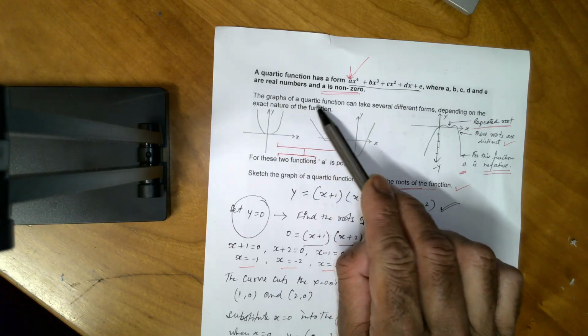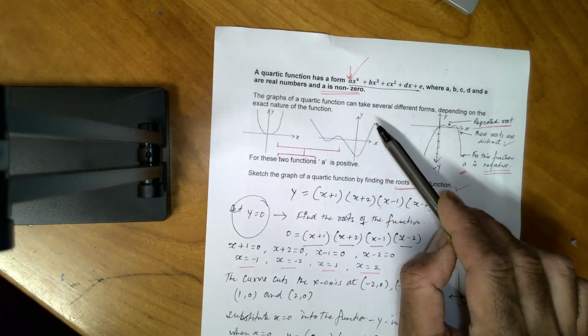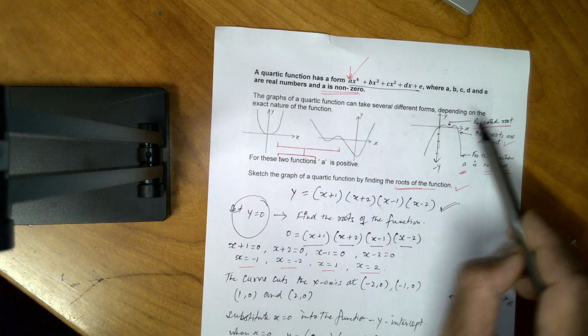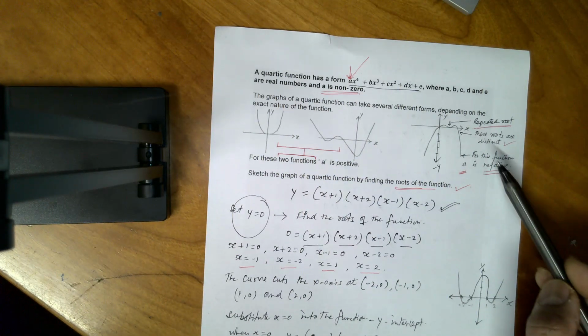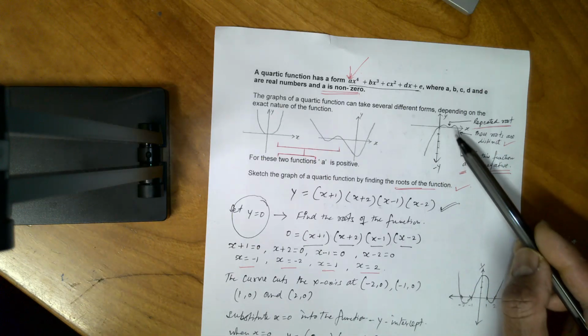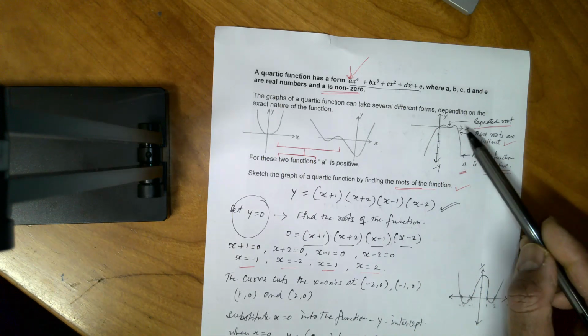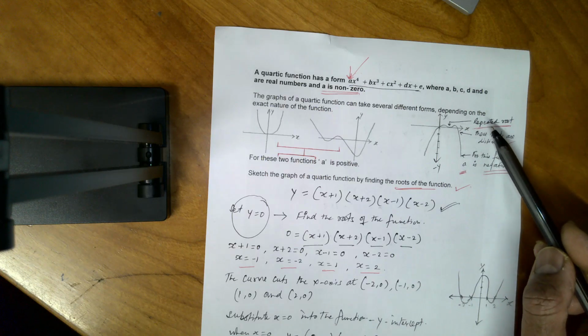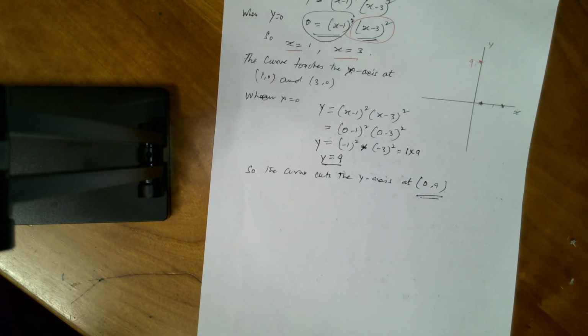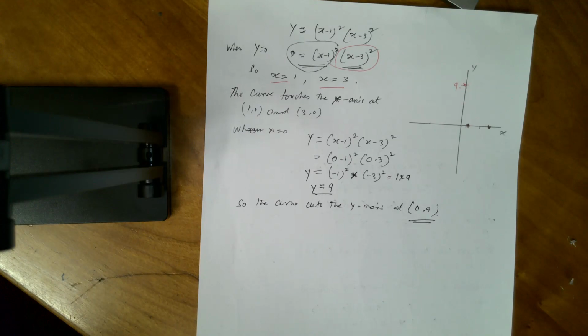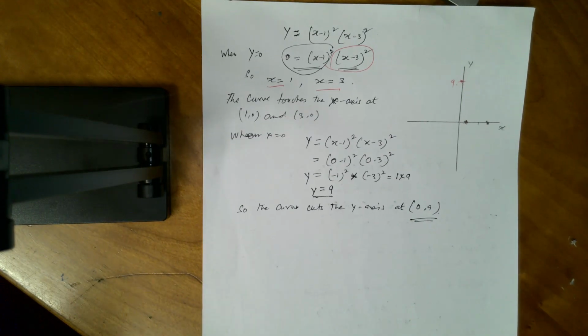So in this one, let's go with this statement. The graphs of the quartic function can take several different forms depending on the exact nature of the function. So with the example we're doing, we have something like this kind of graph, but a is not negative. In this example, a is negative. In our example here, a won't be negative.